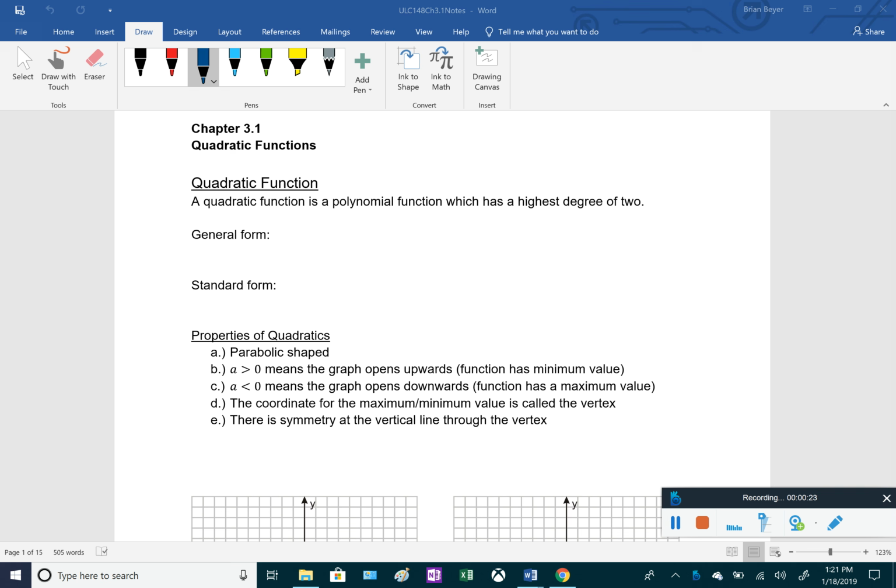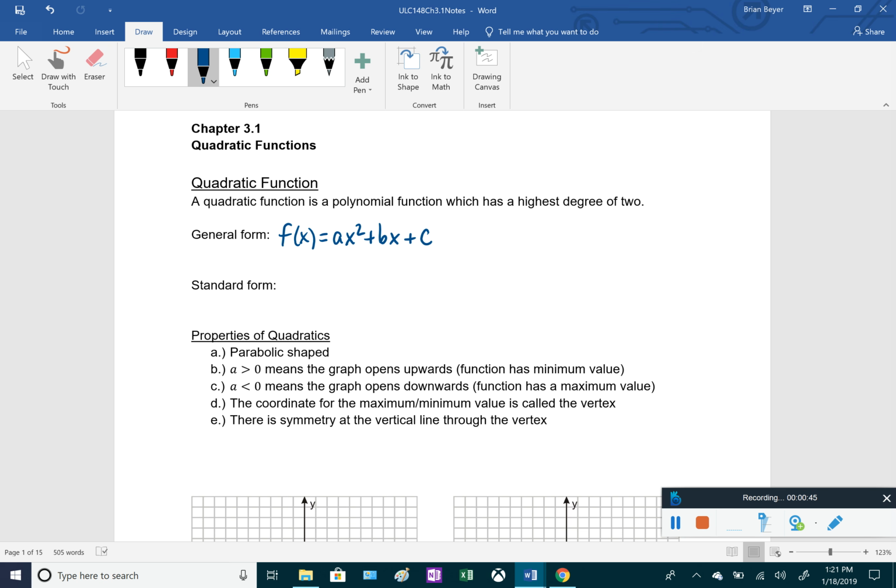So general form is going to look something like this. It's going to be f of x equals ax squared plus bx plus c. So a, b, and c here are constants, and you can see that the highest, the largest exponent is a 2 on the variable x.